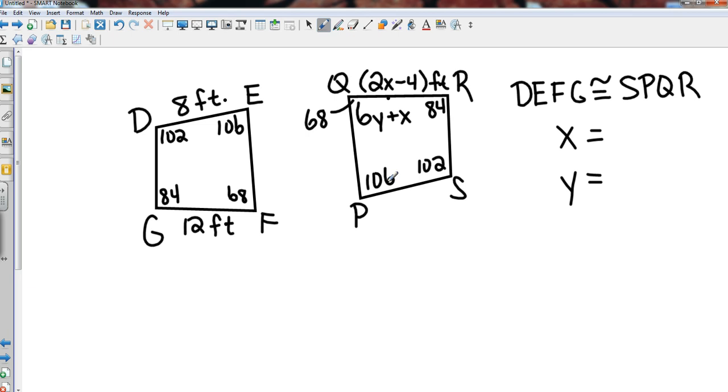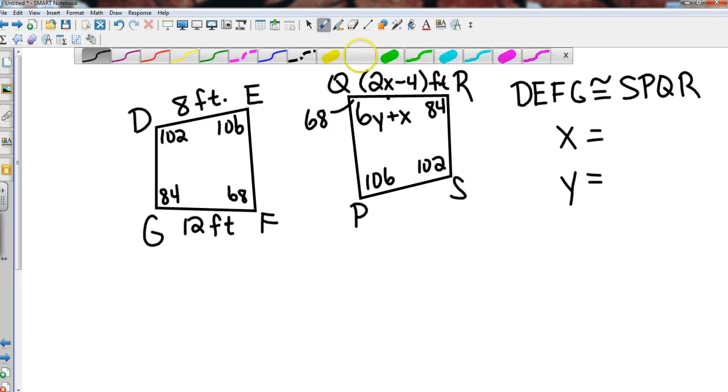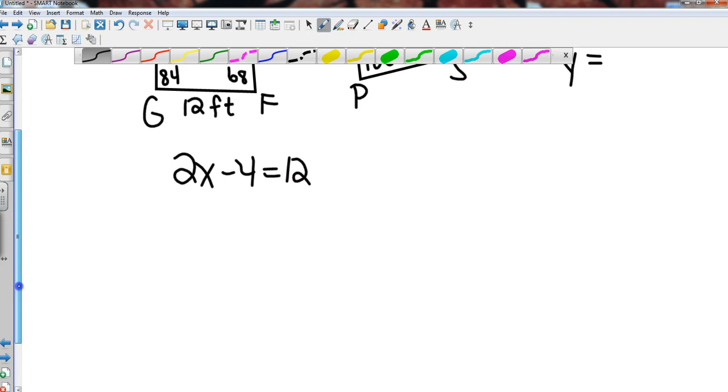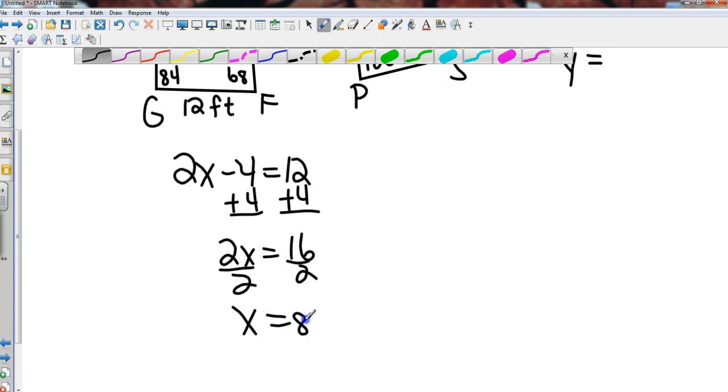Okay, so what side does QR correspond to? That's going to be FG. And so if FG is 12, then 12 equals 2x minus 4. I'm going to solve for x. So I'm going to add 4 to both sides. Here's our good friend algebra that some of you guys have been missing. Good friends for so long, divide by 2, and that gives me an x value of 8.